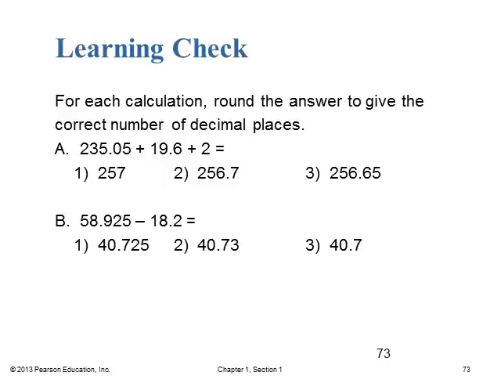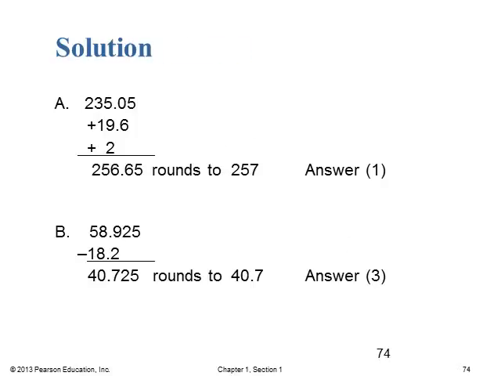In question B, we have 58.925 minus 18.2. And so if we plug that into our calculator, we get 40.725. But if we were to figure out the correct number of significant figures, we would have to draw a line after the 18.2, so that 2. And so here we only have 1 decimal allowed to be reported, and so our final answer would be 40.7, choice 3. All right, and so there it kind of just shows you what we were doing.